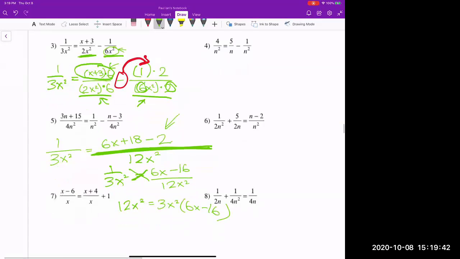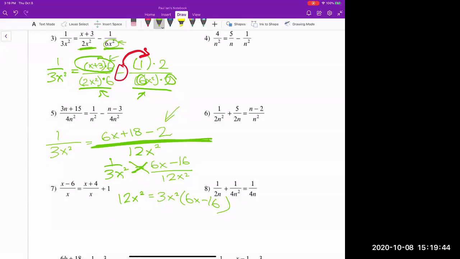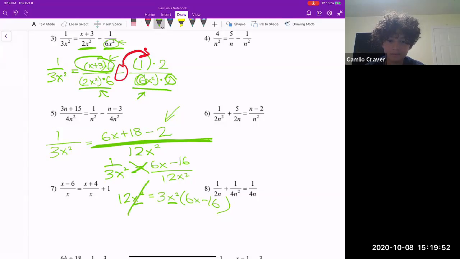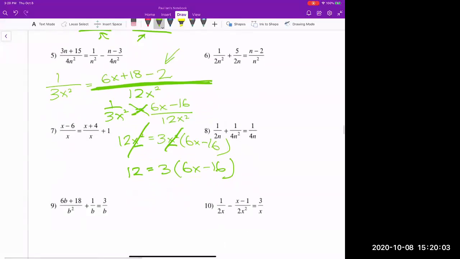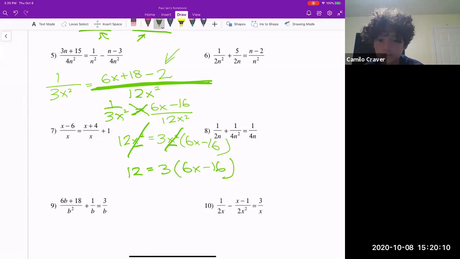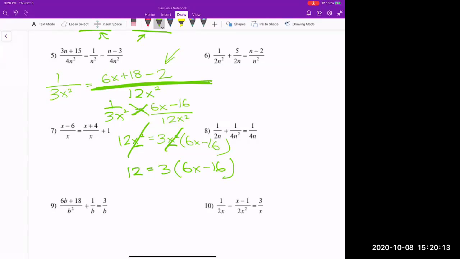What do I do with the x squared? Cross them out. Okay, you cross them out. So 12 equals 3 times 6x minus 16. So there's actually an easier way of doing this. What do I do with the 3? Distribute. I could distribute, yeah, right? But you could also divide, right?